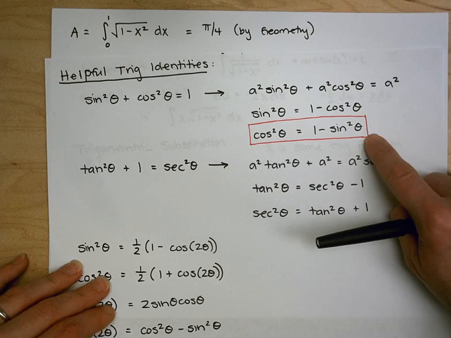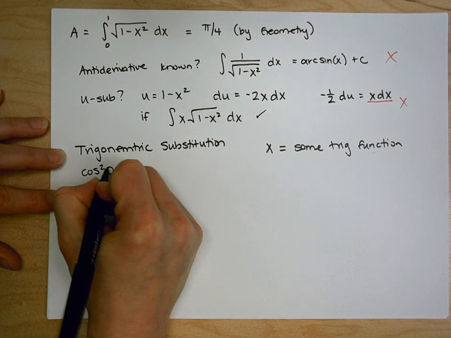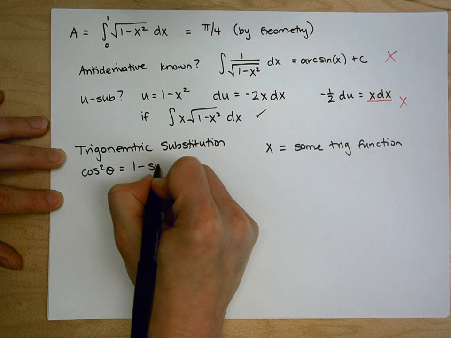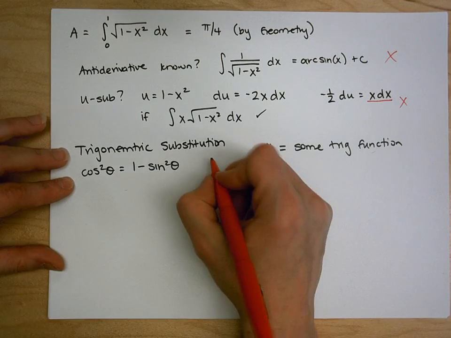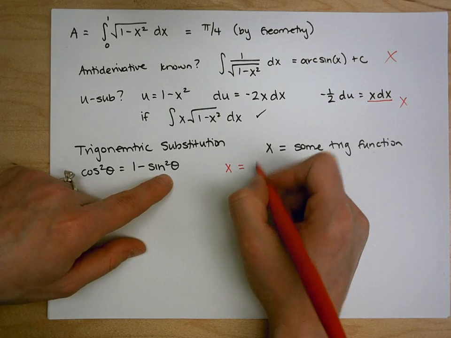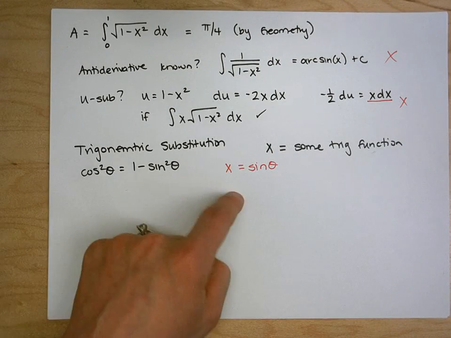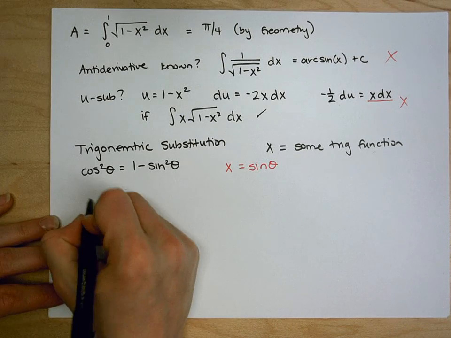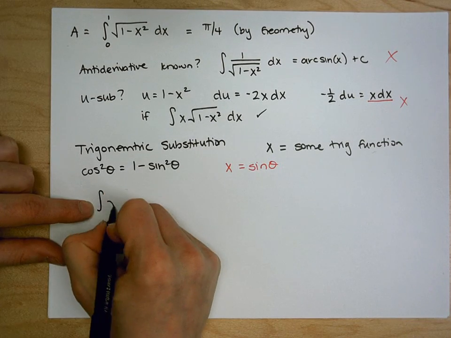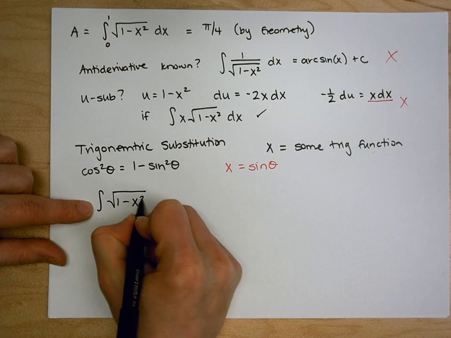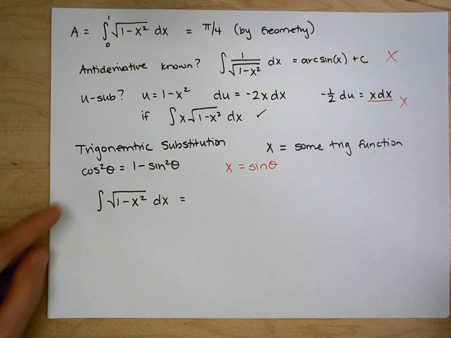So let's take that a little bit further. We're going to use this one right here, and I'll go ahead and write it here. Again, I know that cosine squared is 1 minus sine squared. So what I'm going to do is let x equal sine theta. So if I do that, let's jump back down here. I'm going to write this as an indefinite integral just for the time being, because I don't want us to worry about the bounds for right now, but we will fill that part back in later.